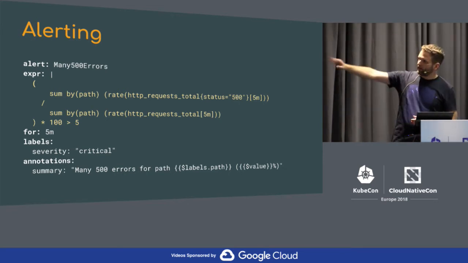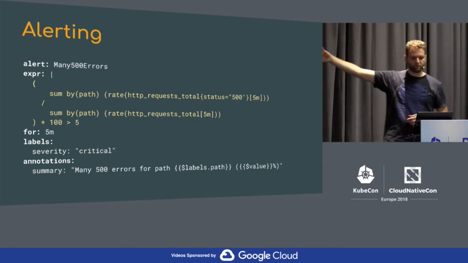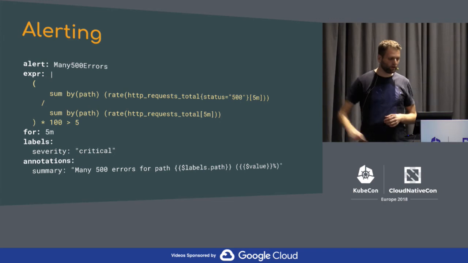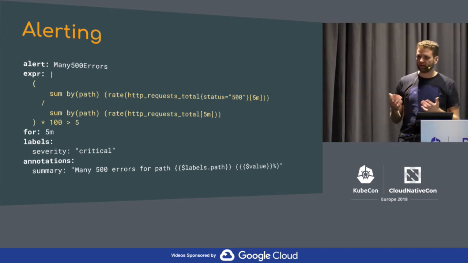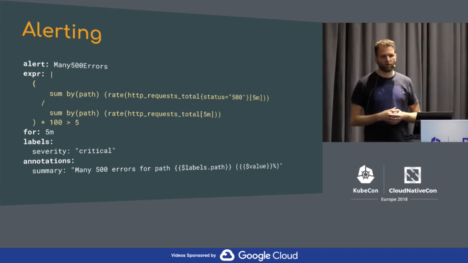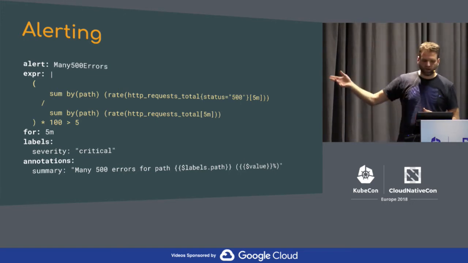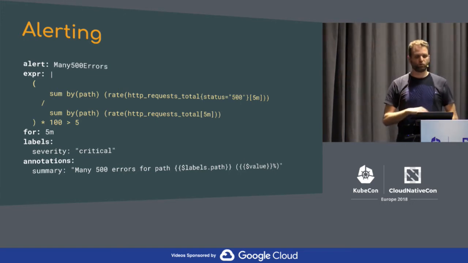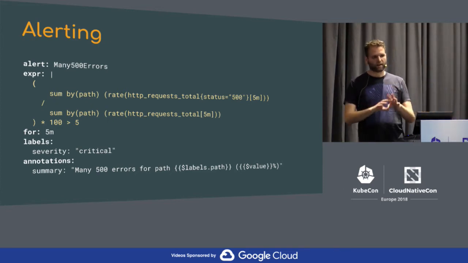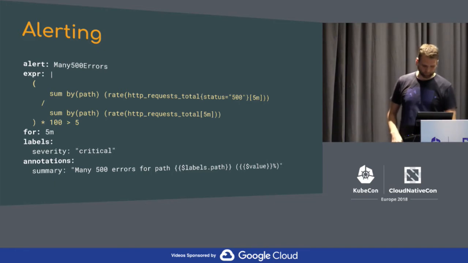You can also say, every output element has to be bad for at least 5 minutes. That's the for statement there, before actually bugging someone about it. That's important for some kind of robustness. And you can add extra labels and annotations that can be used in Alertmanager routing and in the actual human-readable snippets that you get in your alerts.